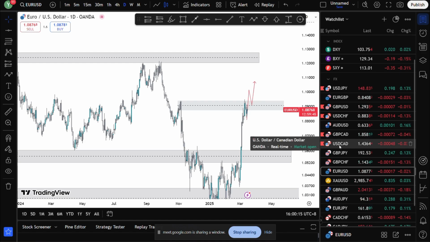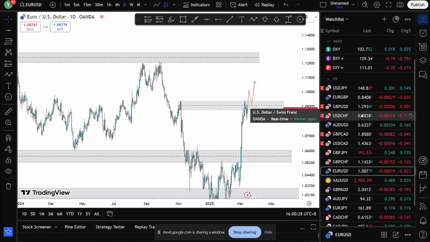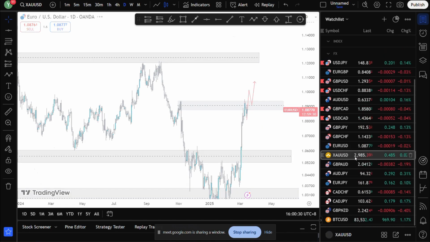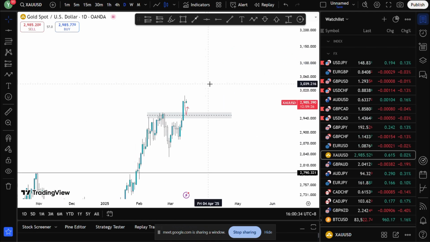And then for the USD pair, I'm looking for buy. No, it's for USD pair, I'm looking for sell. Okay, and then for the pairs that are against USD, I'm looking for buy. Alright, sorry. And then for USD gold, the market is quite bullish over here.